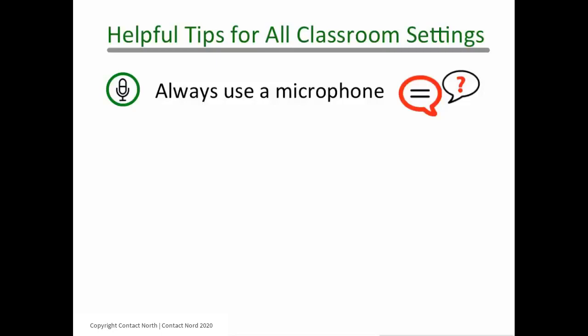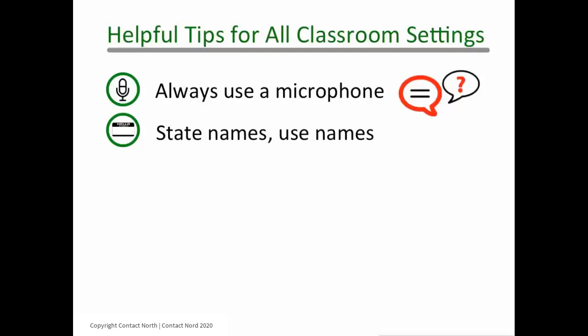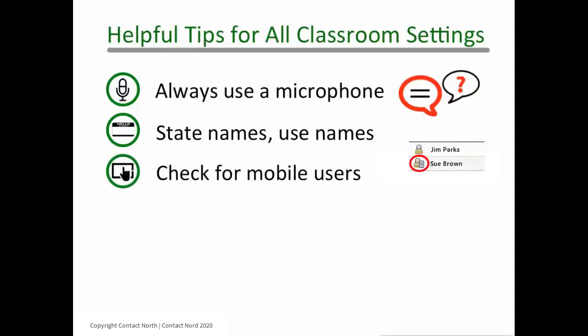Throughout the session, instruct participants to first state their name whenever using their microphone. It's not always possible or easy to identify who is speaking. And you should call on individuals by name when possible and ensure that everyone has the opportunity to participate. At the beginning of the session, check the attendees pod to see if any participants are using a mobile device, as some tools and options may not be available to them.